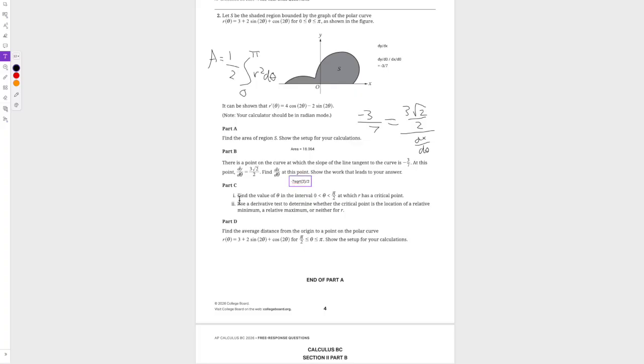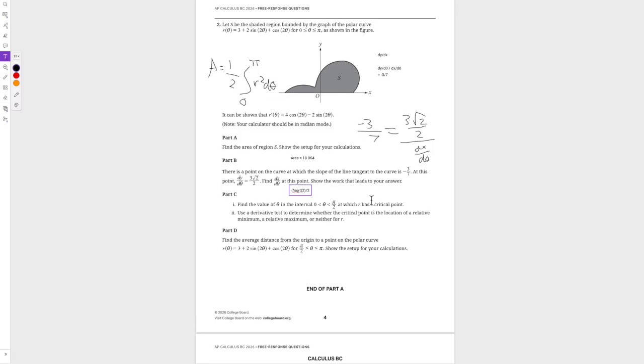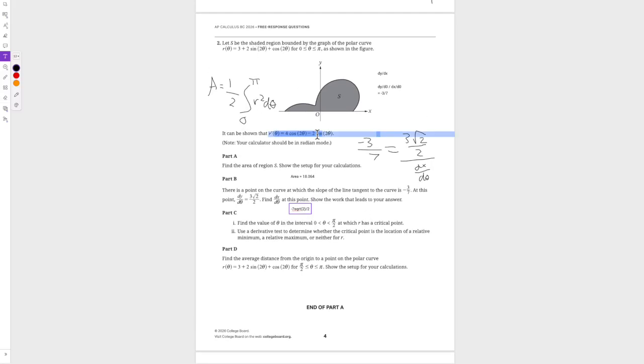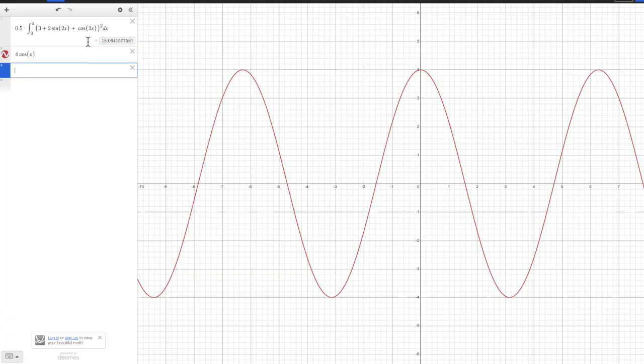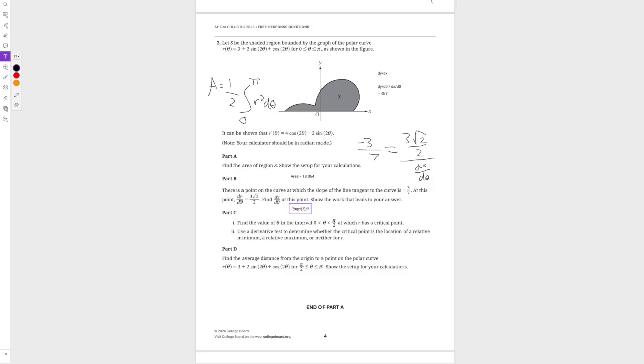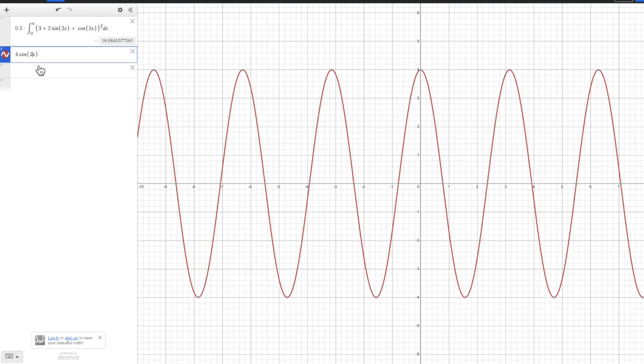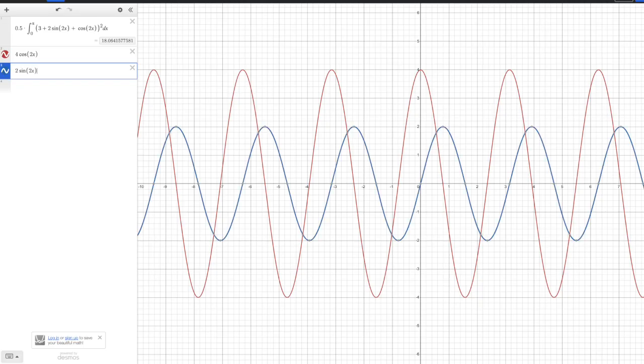Next question. Find the value of theta in the interval 0 to pi over 2 at which r has a critical point. So how do we find when r has a critical point? That's when the derivative is equal to 0. And again, we have a calculator, so you could just plug it in here. We have 4 cosine 2 theta equals 2 sine 2 theta. So 4 cosine 2x, and then we have 2 sine 2x.